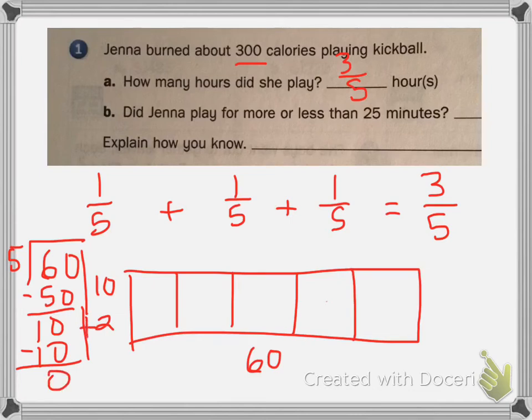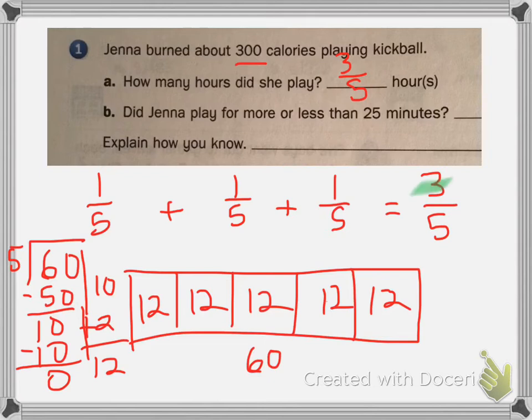So 5 times 2 is 10, and I know I'm done. Okay, so each section is going to be worth 12. So 12, 12, 12, 12, and 12. So 5 12s makes 60. How many of these sections do we want? We want 3 of them. So 1, 2, 3, 12, 12, and 12 makes 36 minutes. So it says, did Jenna play for more or less than 25 minutes? The answer would be less.